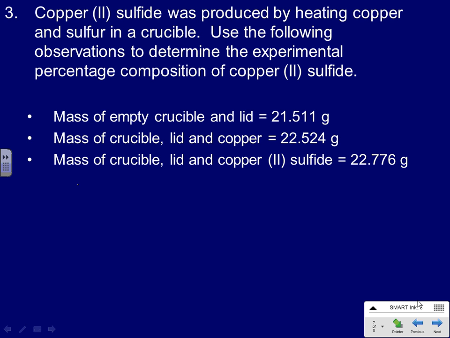Then we're going to heat the heck out of it. We're going to let the oxygen in the air react with it. In this case, they must have had some sulfur also in the crucible, I would think. Don't worry about that in this case. So in this case, at the end, after it's reacted with the sulfur, we've got the mass of the crucible, lid, and the copper(II) sulfide. And we have lots of significant digits because we've used a very accurate scale.